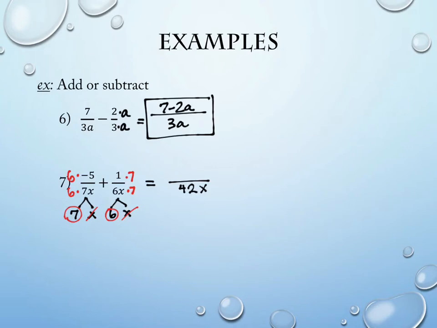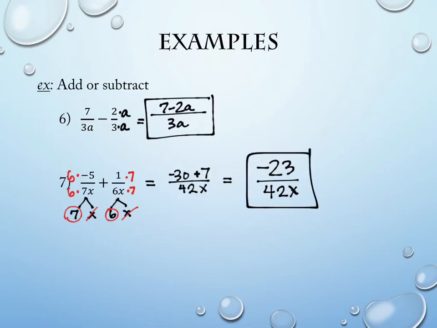Okay. We have 6 times negative 5. That is negative 30. And we have positive between. And then we have 1 times 7 is 7. So what's my numerator? Yep, negative 23 over 42x. And they don't have anything in common. 23 is prime, so we're stuck. Yay, nothing in common is always nice.